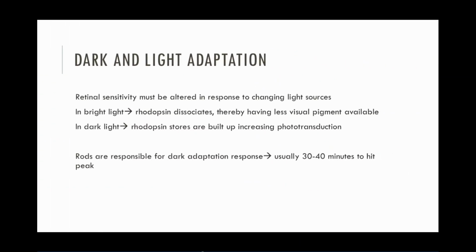So dark and light adaptation. How well do we see in the dark? We have to change the sensitivity of our retina to the changing light sources. In bright light, rhodopsin dissociates, so we have less visual pigment available. Okay, so bright light, rhodopsin dissociates and it goes away. Less pigment available. In dark light, the rhodopsin stores are built up, more rhodopsin, more phototransduction.